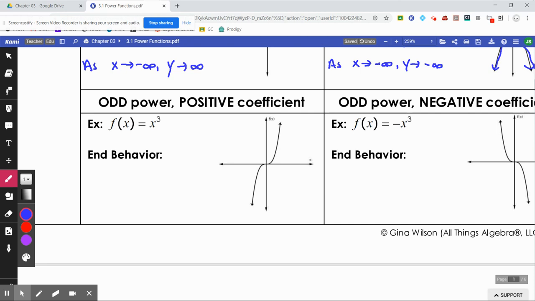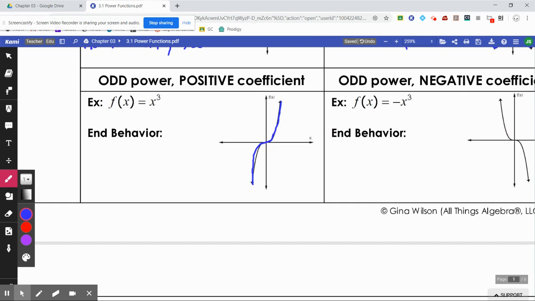Again, our odd power functions, we remember the basic shape of x to the third, x to the first. Here's our x to the third. It is an odd power, but the positive coefficient out front would force it to look like this. And our end behavior is now, as x approaches positive infinity, your graph will always go up, so y will always approach positive infinity. And as x approaches negative infinity, your graph goes down, so y would approach negative infinity as well.